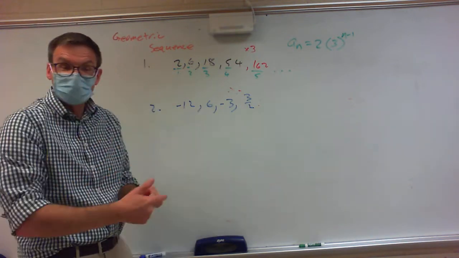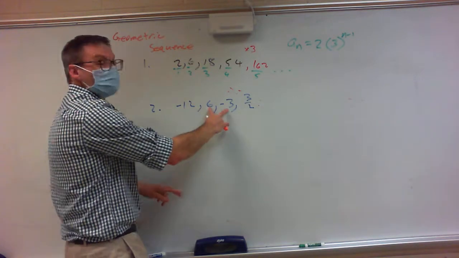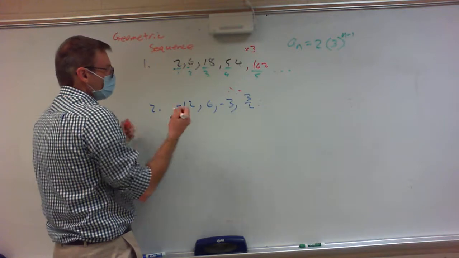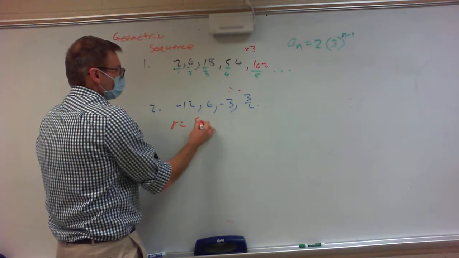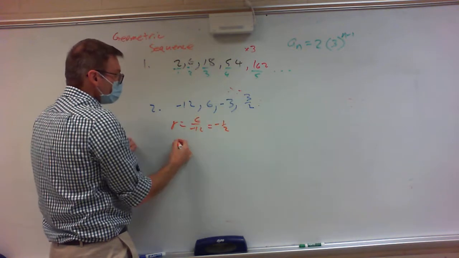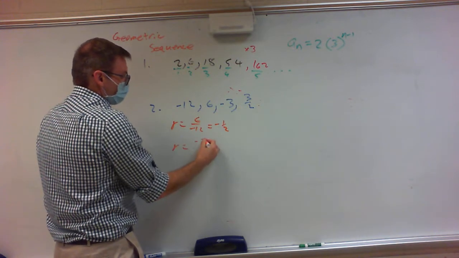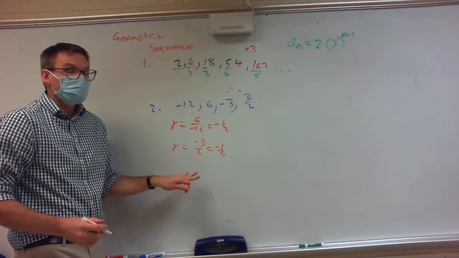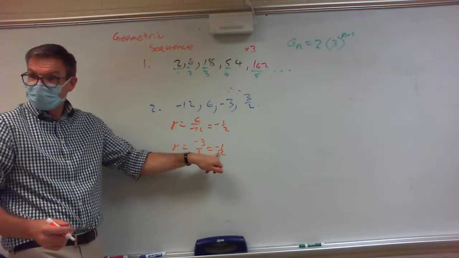All right, now remember, how do we find the common ratio? We look at two consecutive terms. You can pick any two, it doesn't matter. You can pick these two, right? So that's going to give me 6 over negative 12, which gives me a negative 1/2. Or I can take these two, negative 3 over 6, which also gives me negative 1/2, right? Everybody see we've got our common ratio?